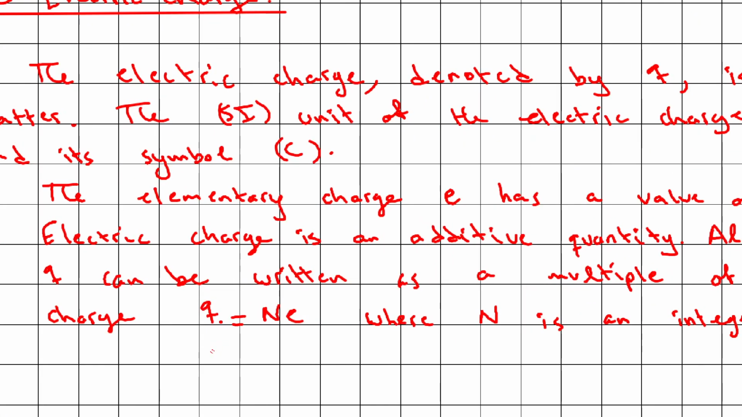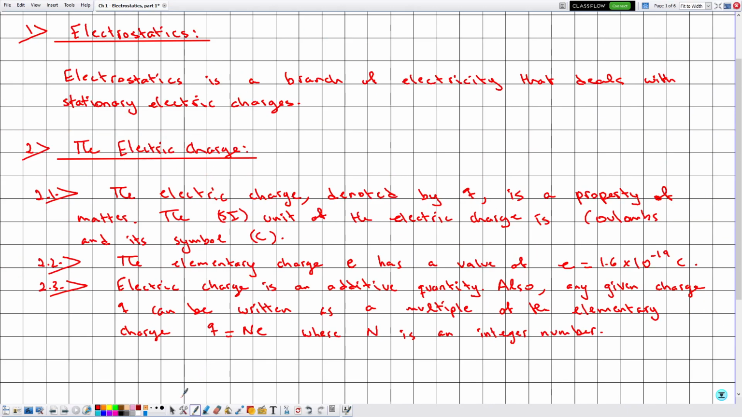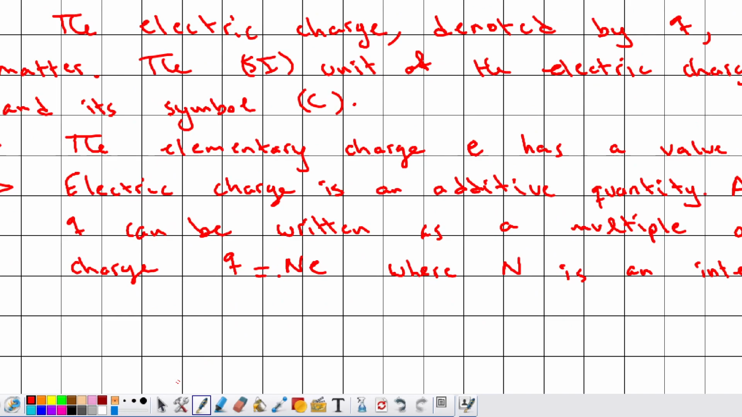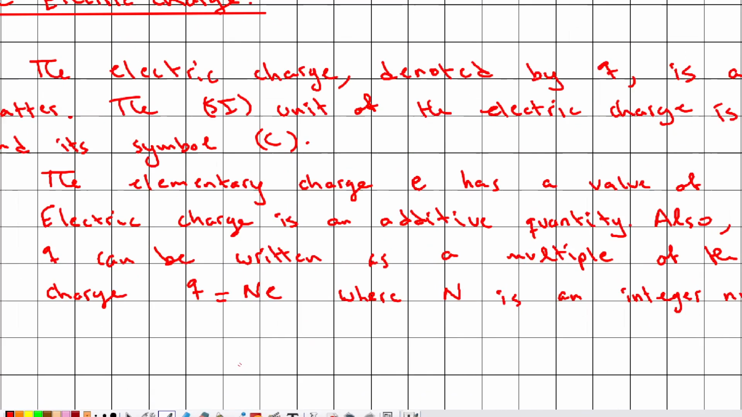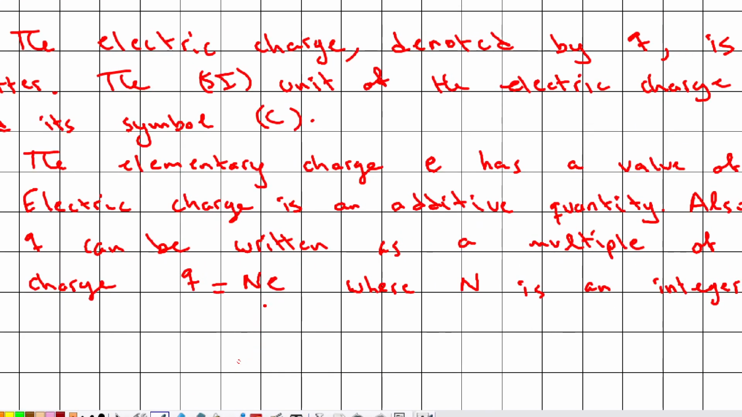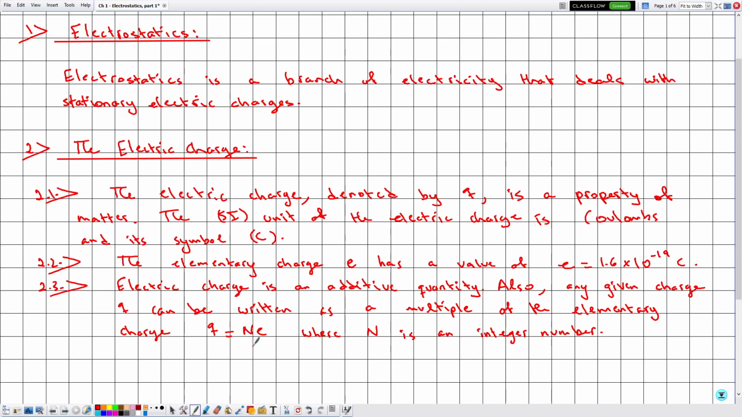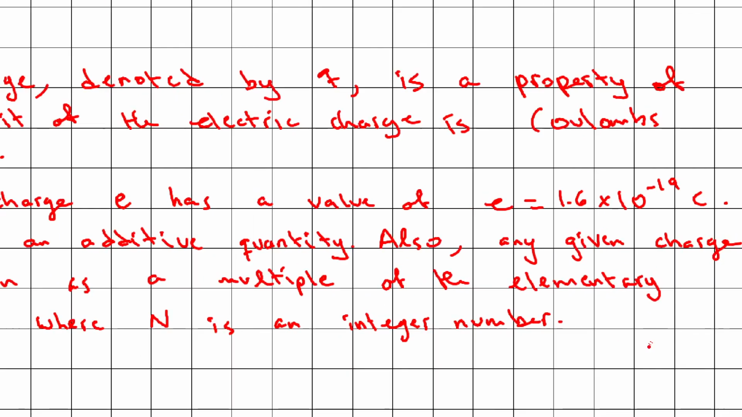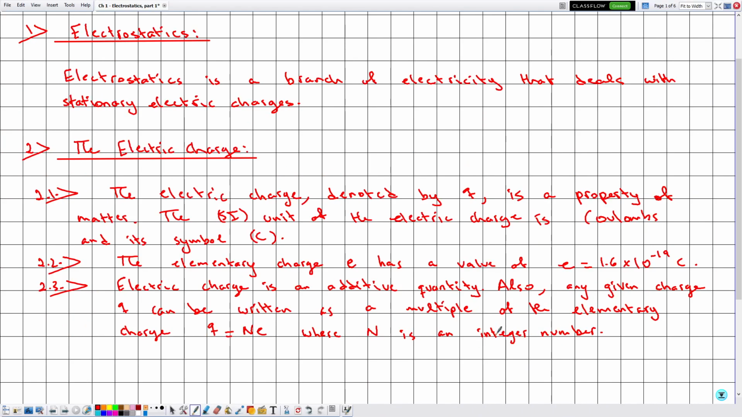Now, this equation has two other forms. For example, if we are finding n, then n can be written as q divided by e, and there's no need to find e because e is always given. Now here I have mentioned that n is an integer number, but this doesn't mean that n should be small like 1, 2, 3, or 4. It may happen, but n may also be a very large number. The important thing is that n is an integer number.